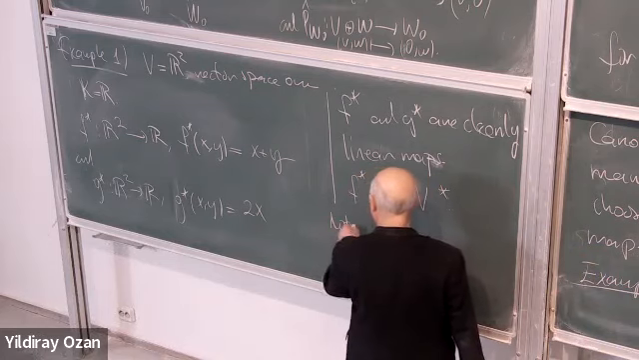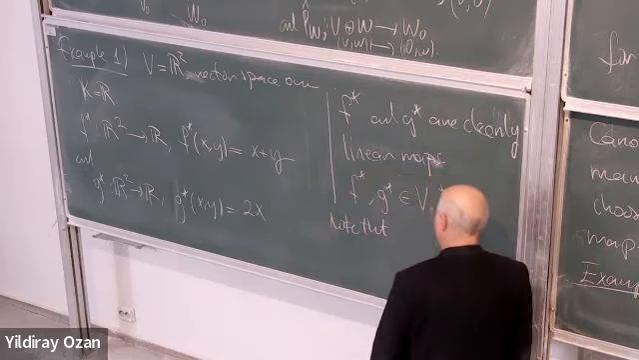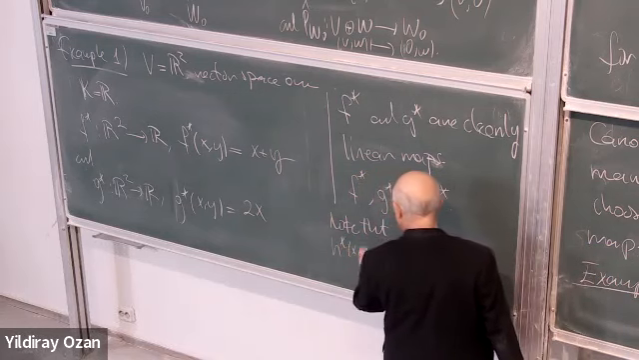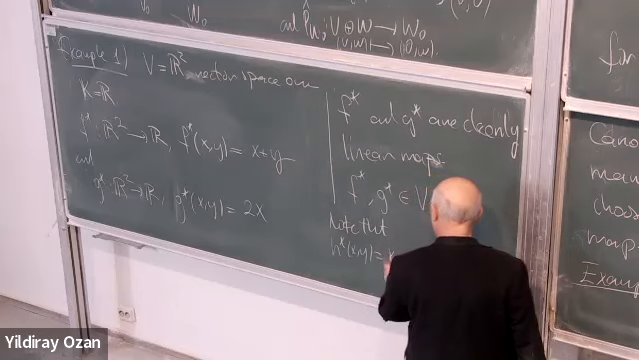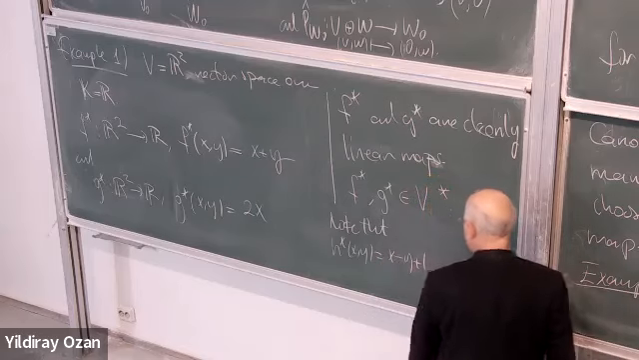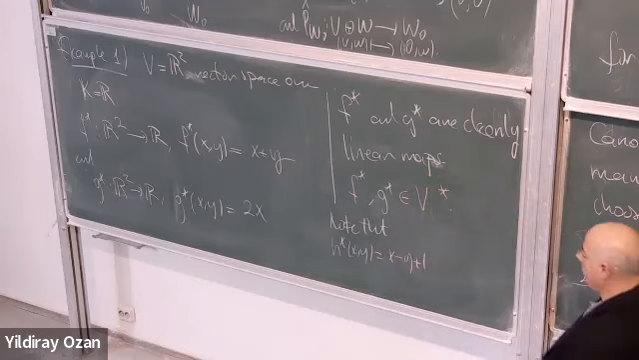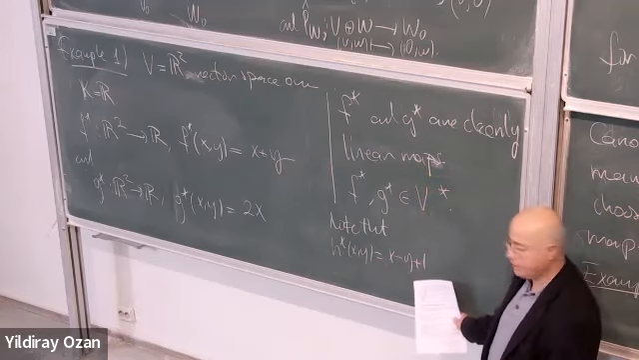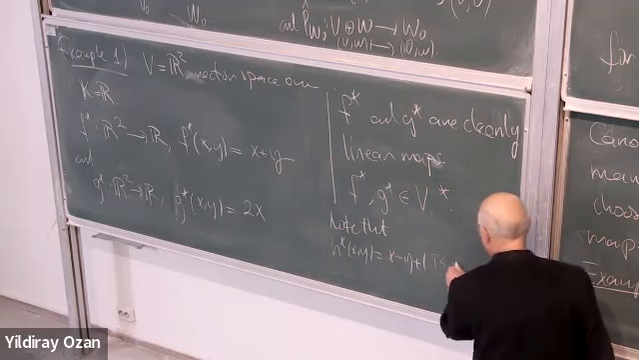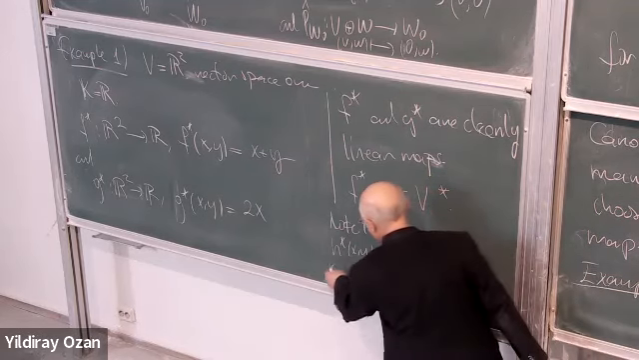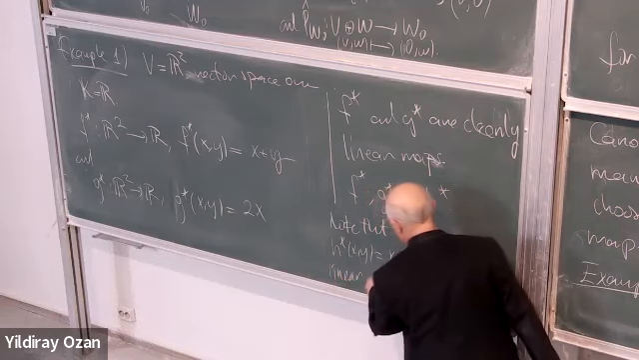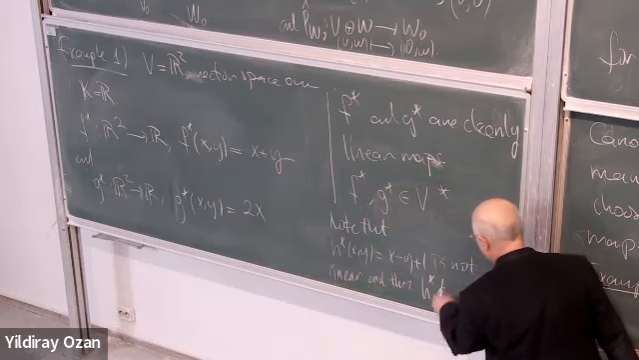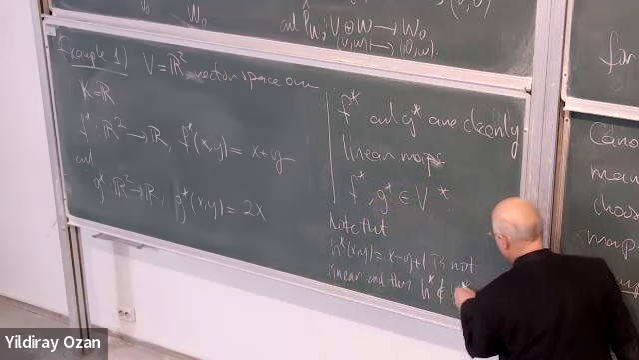Note: H star of X, Y, let's say, is X minus Y plus 1. This is a map from R2 to R, but it is not linear, right? And thus, H star is not in V star.